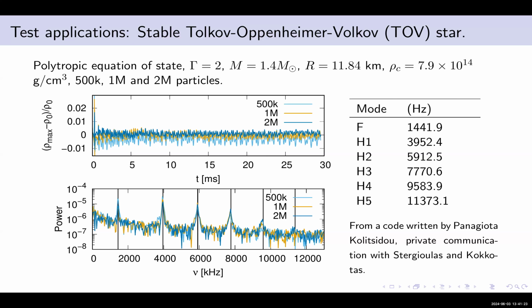Both places. And so you see that we've done evolutions here with 500K particles, 1 million and 2 million particles, the full space-time evolution here. And you see that the amplitude of the oscillations decreases with resolution. And if you take a spectrum, then we see quite clear peaks at the expected frequencies of the eigenmodes of the star, from the fundamental mode and up to, well, just barely a trace of the fifth harmonic mode, but at least you see that.